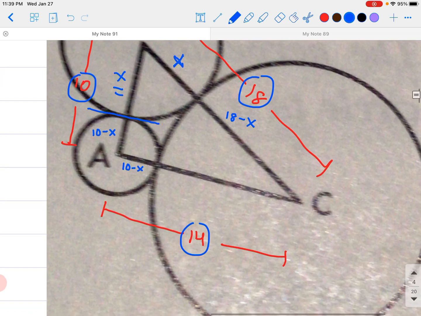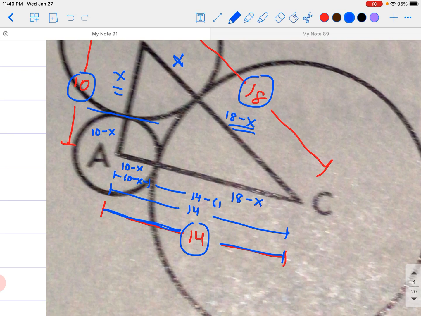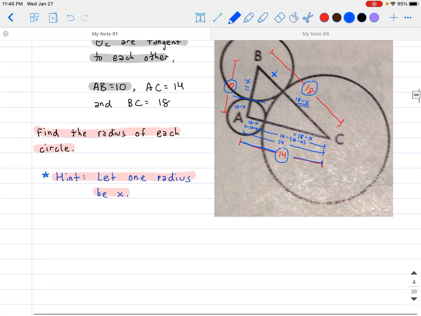Well, now for this last part over here, we have two options. Since this is 18 minus x, which is the radius of that circle, this guy right here is also going to be 18 minus x. But at the same time, we can also utilize this 14 by saying the following. If 14 is the entire length over here, and this part over here is 10 minus x, then this part can also be expressed as 14 minus (10 minus x), which is also equivalent to the 18 minus x that I set up. And there you go. I think now we can solve for what x is equal to.